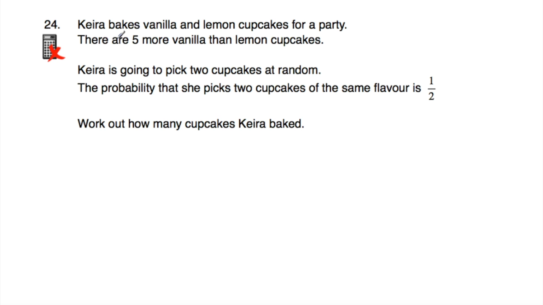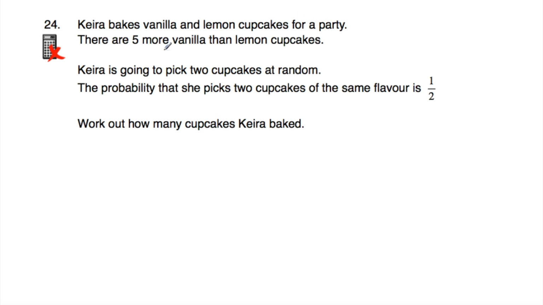So, Kira bakes vanilla and lemon cupcakes for a party, and there's 5 more vanilla than lemon cupcakes. Kira's going to pick 2 cupcakes at random, and the probability that she picks 2 cupcakes of the same colour is a half, and we've been asked to work out how many cupcakes Kira baked. Okay, so let's start off by looking at the question.